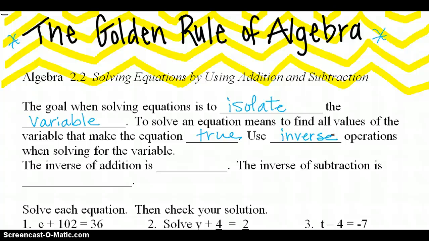Inverse operations, we talked about that in Chapter 1. The inverse of addition is subtraction. When you have a positive 5 and you add to it a negative 5, it gives you 0. That's the inverse property. The inverse of subtraction then is addition. So that should have been subtraction, addition.